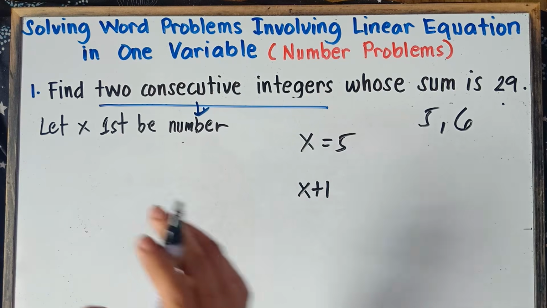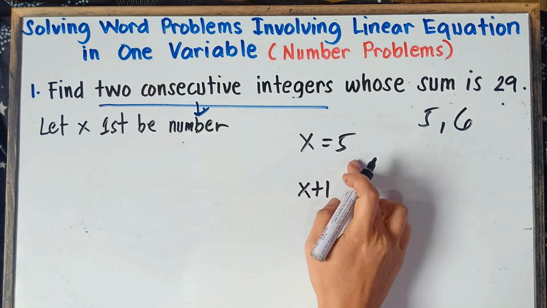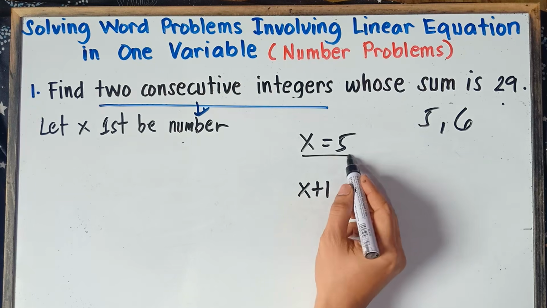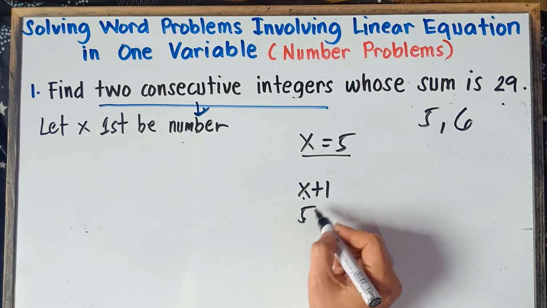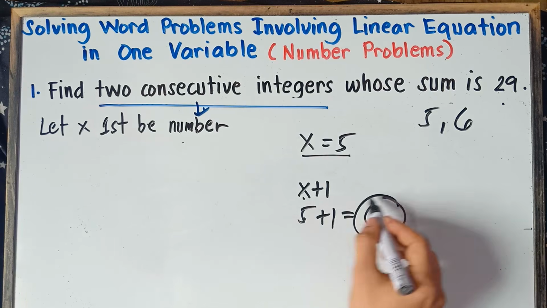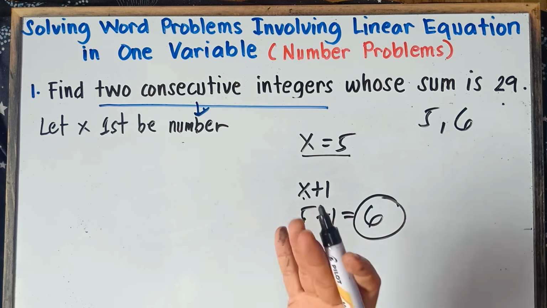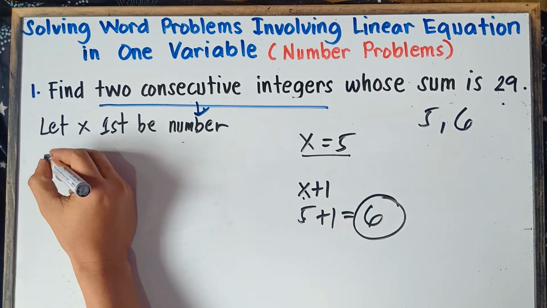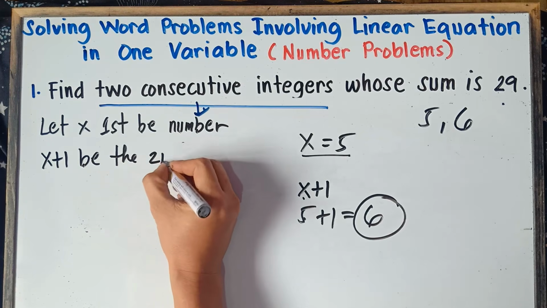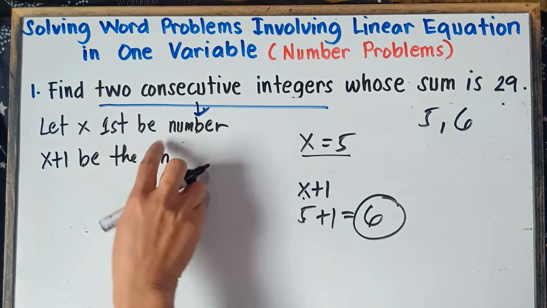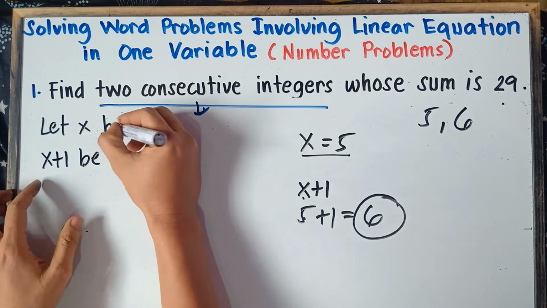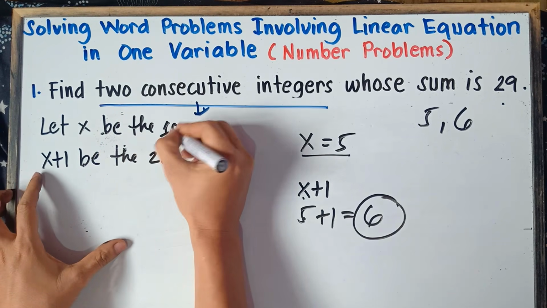Question, why is that, sir? Because if x is equal to 5, simply substitute the value of 5. Our x is 5, so 5 plus 1 is equal to 6. So therefore, our next number, the expression, should be x plus 1. x plus 1 is the second number. Let x be the first number.